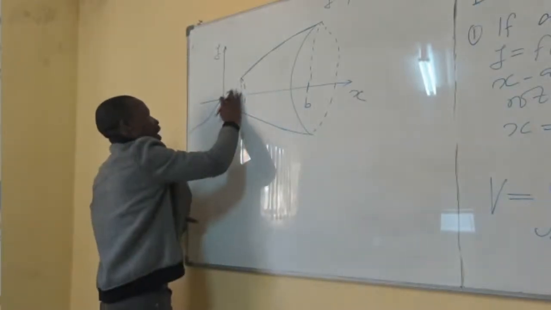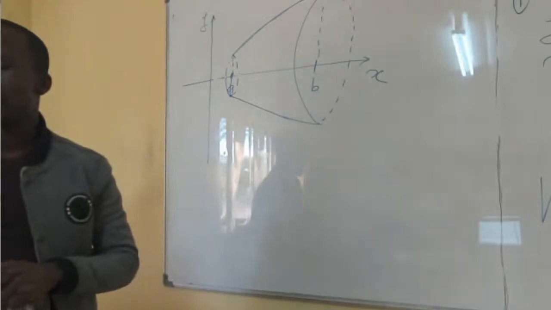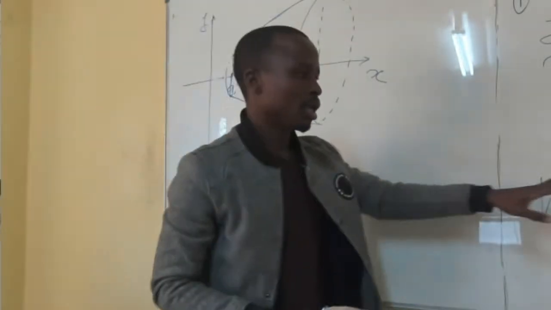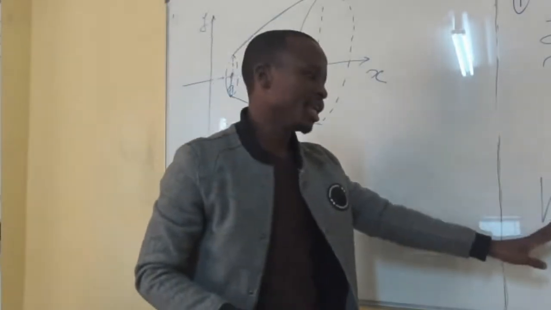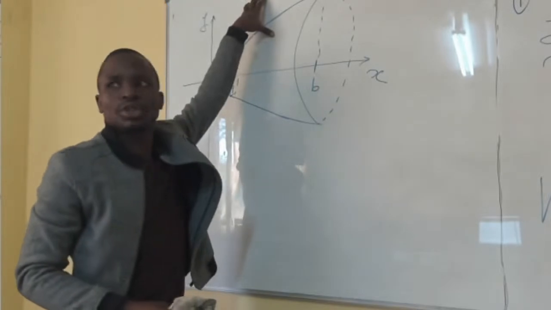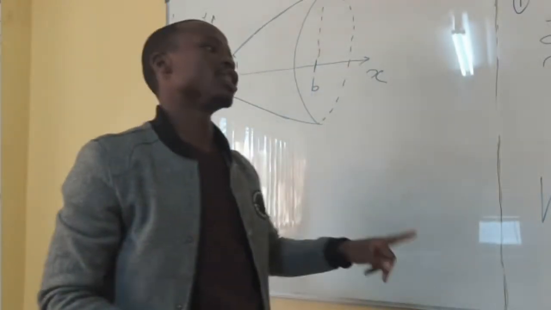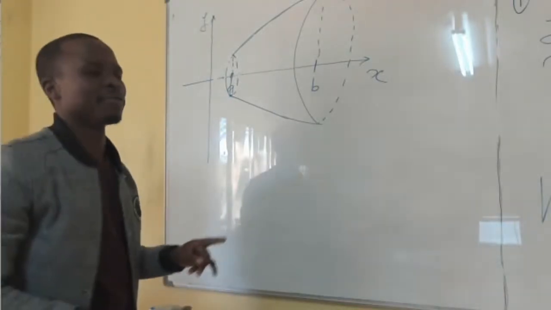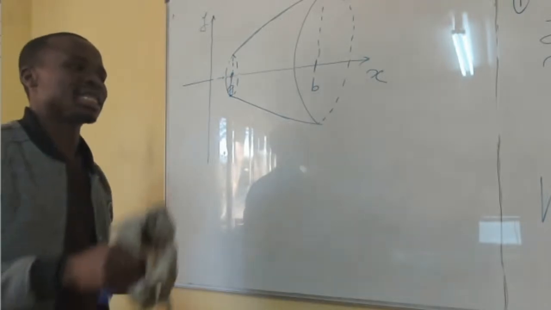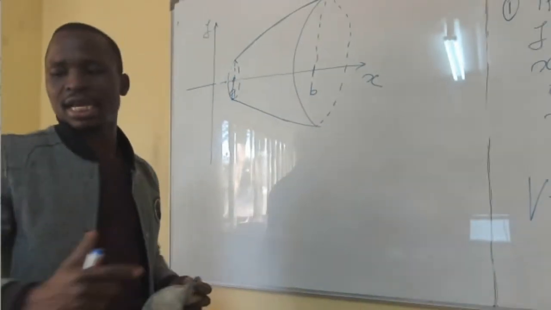So we decide to cut it and rotate a portion of this function. So what we get is V, the volume of rotation of this portion of the curve, rotated 360 degrees, is equal to pi times the integral from a to b of the square of f of x dx.